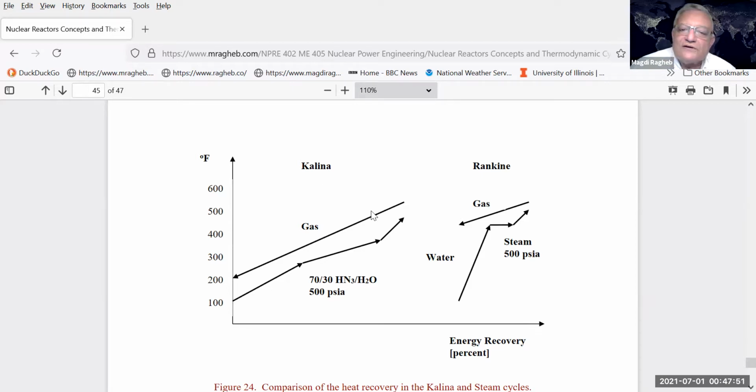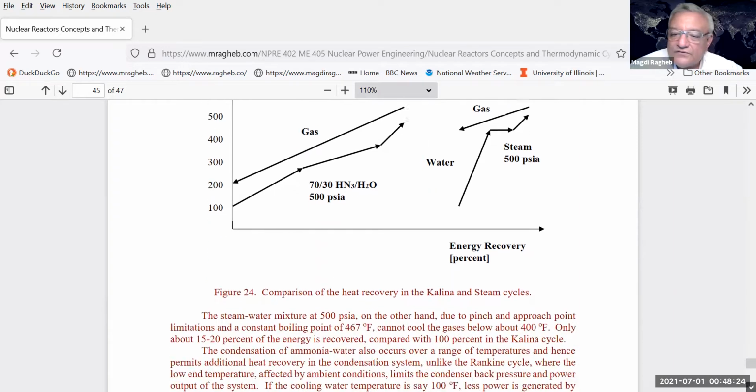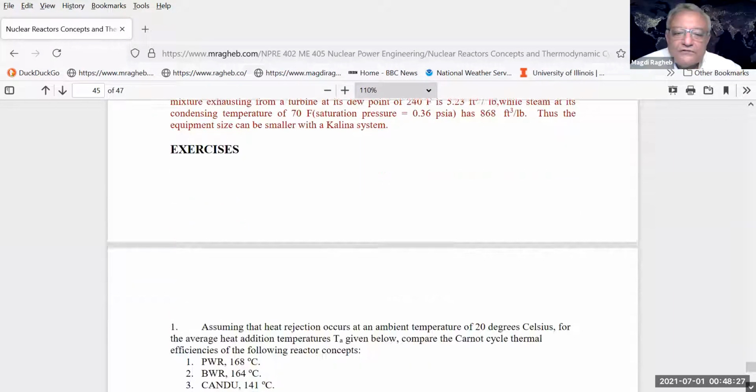If you use a Kalina cycle, now you still have a gas, but the fact that you are using a mixture of water that produces steam and ammonia, 70% ammonia and 30% water, allows you to have a much larger range for the exchange of the temperatures. So you can go in the exchange process of the gas from 500 degrees Fahrenheit all the way to 200 degrees Fahrenheit. So basically you find that the energy recovery is doubled or even maybe 2.5 times what you get from the Rankine cycle. So this is another cycle for our future in general.